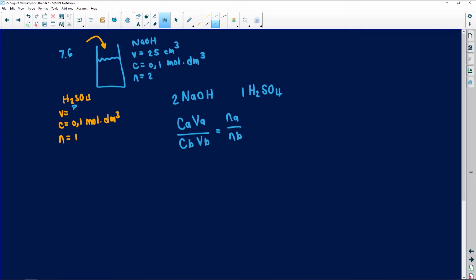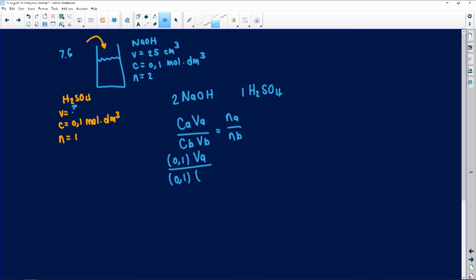They want us to calculate the volume of my sulfuric acid. I do have my concentration and my mole ratio is 1:2. Now we're going to plug in. My A is for acid, that's sulfuric acid. Do I have my concentration? Yes, which is 0.1. Do I have my volume? Nope, that is what I'm looking for. Let's move down to my base. Do I have the concentration of my base? Yes, that's 0.1. Do I have my volume? That is 25 cubic centimeters for my volume.